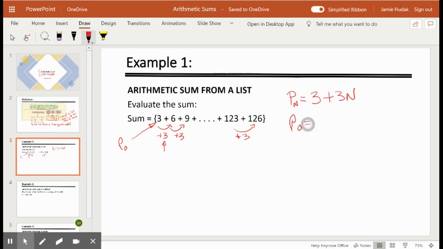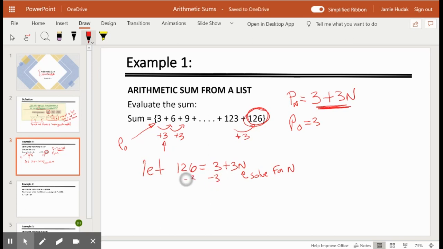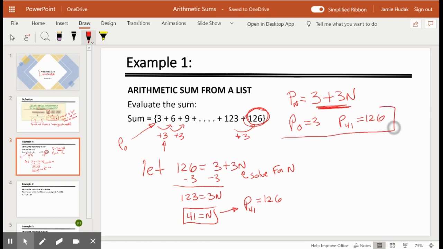We know that P0 is equal to 3, but what's the subscript of 126? We need to solve for n. Let 126 be equal to 3 plus 3n. Notice we took that from our model, and we're going to solve for n. So we subtract 3 from both sides. 123 is equal to 3n. If you divide both sides by 3, you get that 41 is equal to n. That means that P subscript 41 is equal to 126. Now that we know the subscript of 126, we know how many terms we have here.